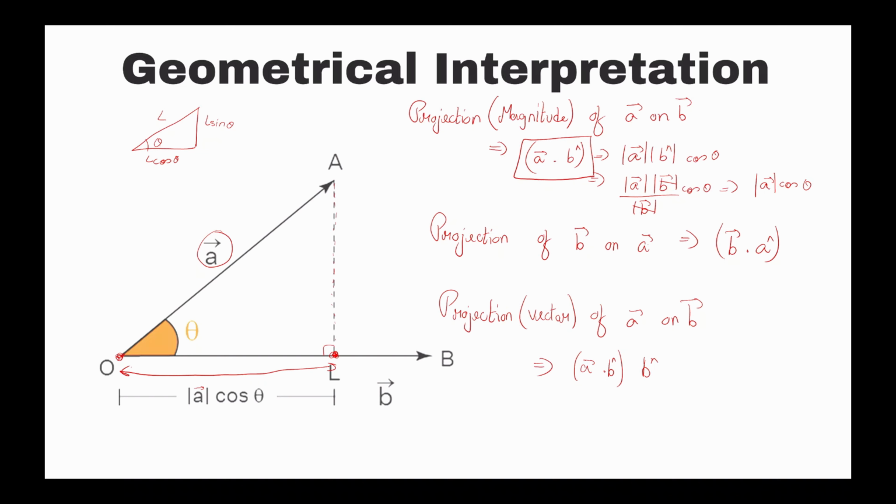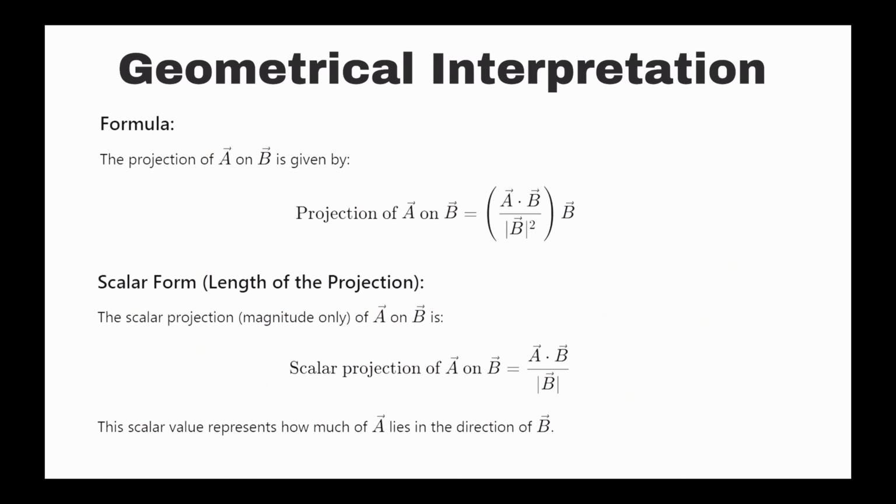I hope you are understanding this. B cap, since it is a unit vector, wouldn't have any magnitude. That means B cap here is only representing the direction. So basically this is my magnitude, and B cap represents the direction. So keep this thing in mind. This is how generally projections are found out on different vectors.